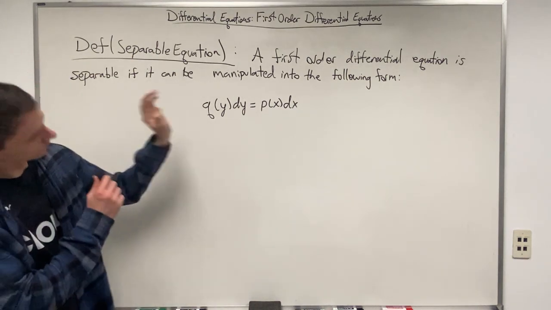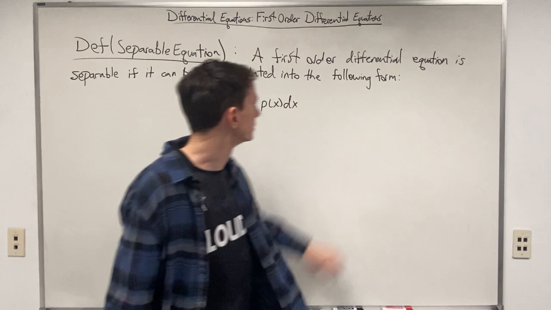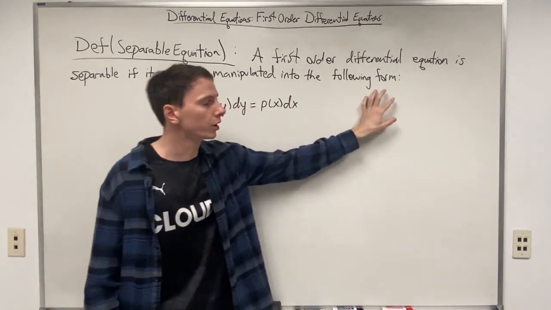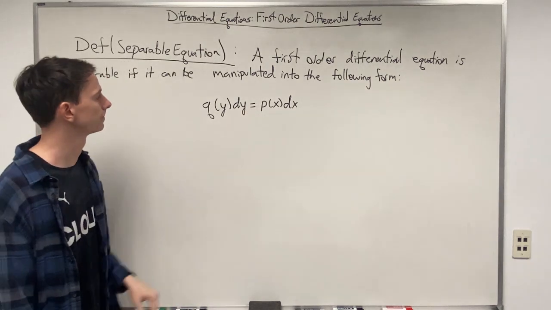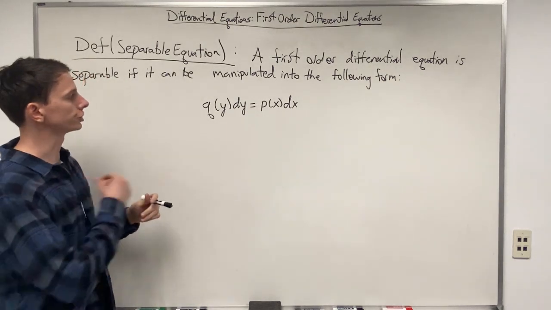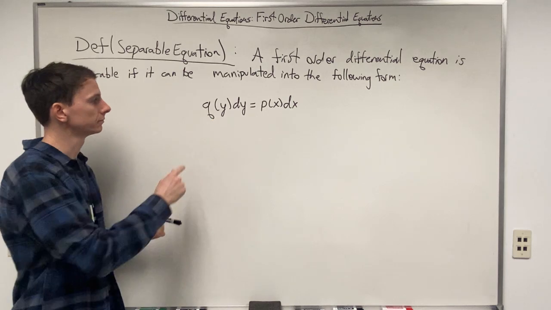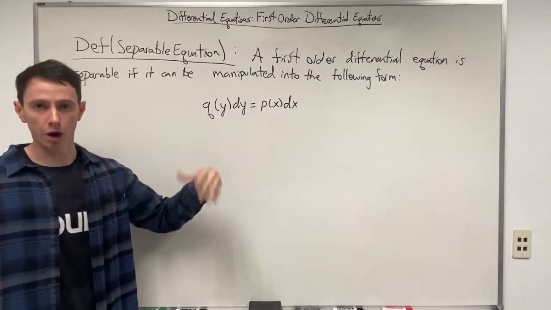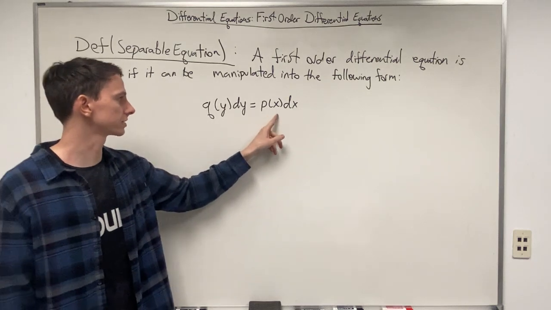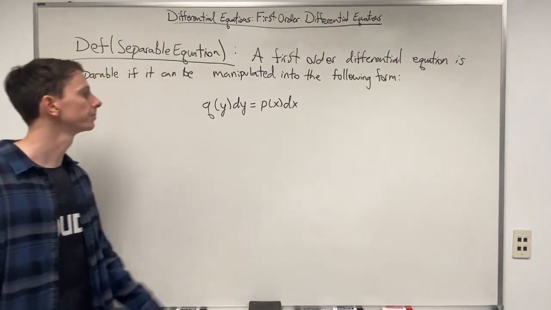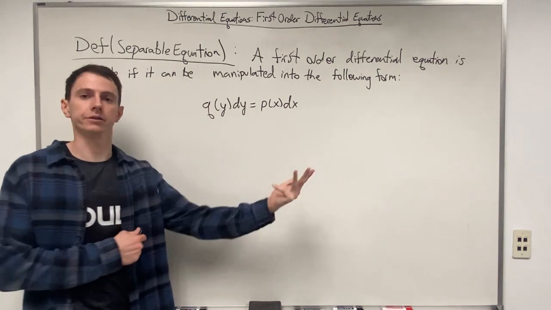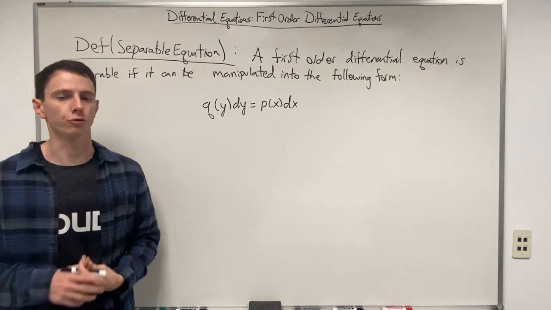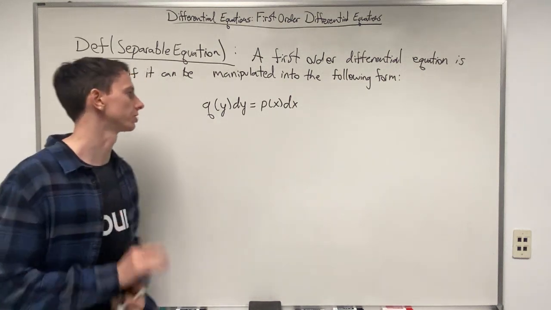It says here that a first order differential equation is considered separable if it can be manipulated into the following form that we have right here, where we have some function of y, q of y, times the differential dy, equaling some other function p, which is a function of x, times the differential dx. And of course the idea here is to solve this differential equation so that the solution is of the form y of x equals something.